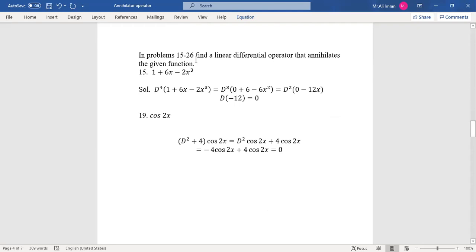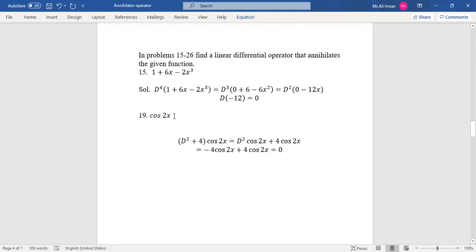In problems 15 to 26, find a linear differential operator that annihilates the given function. Here the highest power of the variable is x cubed, so its annihilator will be a power greater than 3, that is D power 4 will be its annihilator operator, and this is illustrated in detail in this example. And in question number 19, we have to find the annihilator operator for cos 2x.